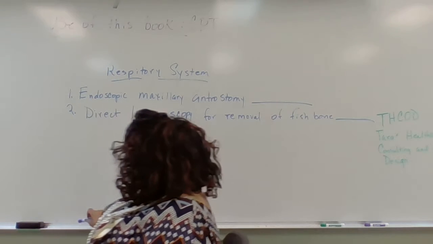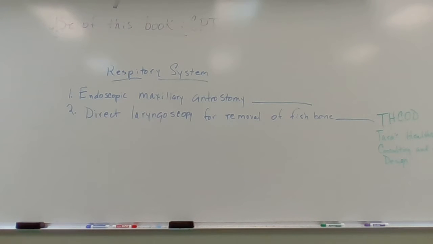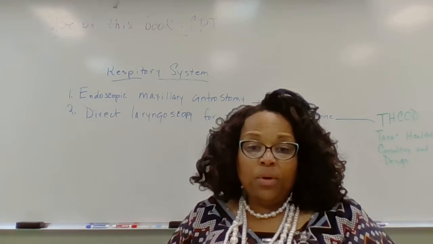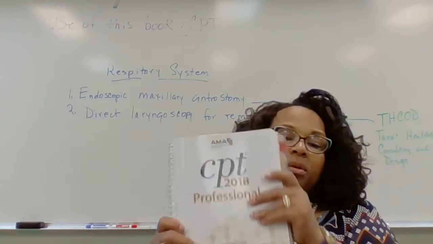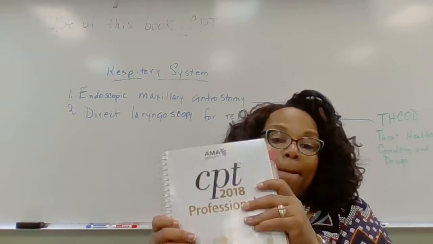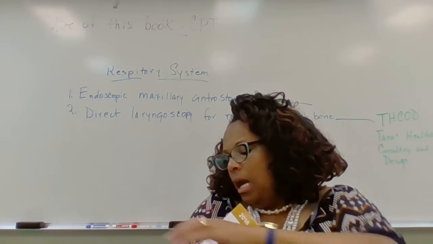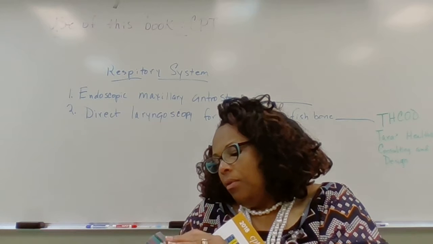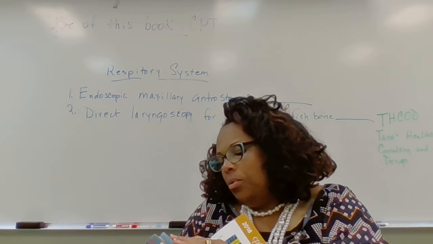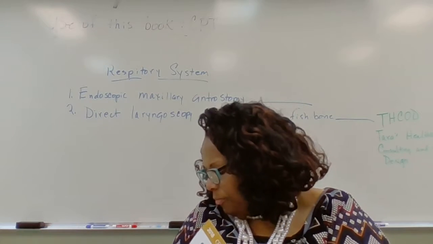Okay, now, what we need to do, I'm going to talk you guys through the process here. We're going to take our lovely CPT book. We're going to find some codes for the respiratory system. We're going to go to the very back of the book. So I'm going to turn this around backwards. And we're going to go to the index. Okay, so I want everyone to go to the index, which is purple. If you have a 2018 CPT book, it's purple.